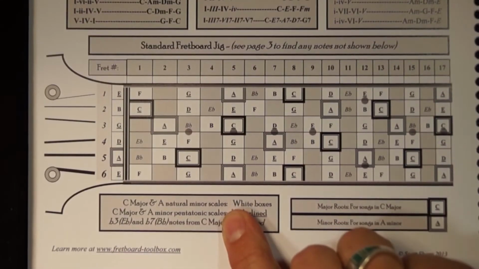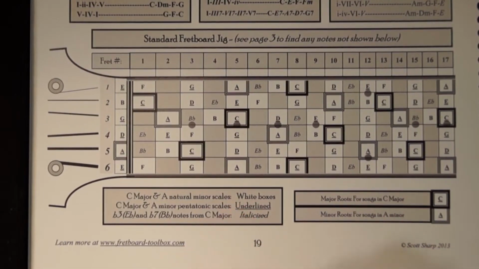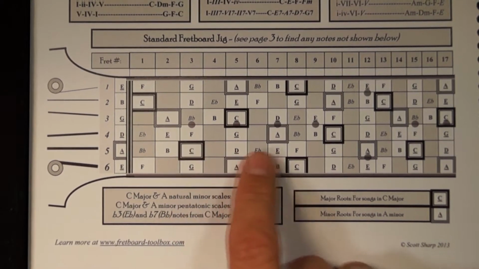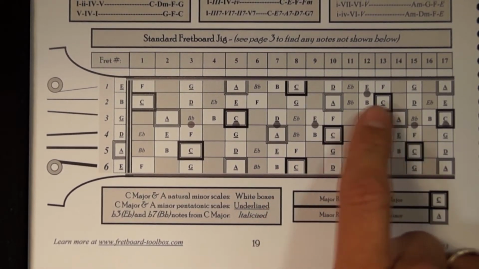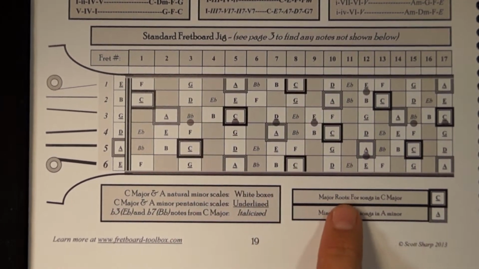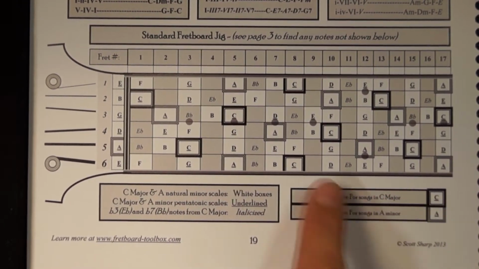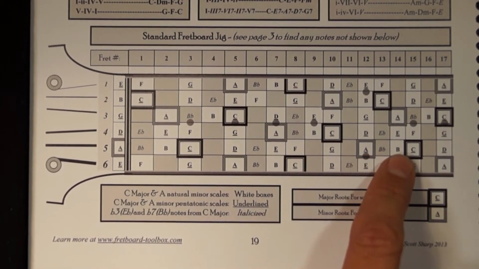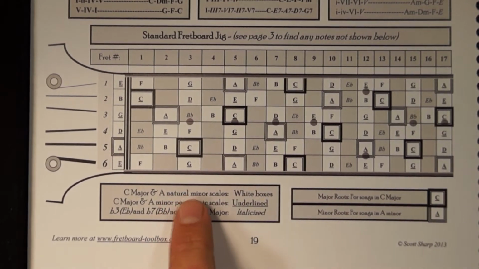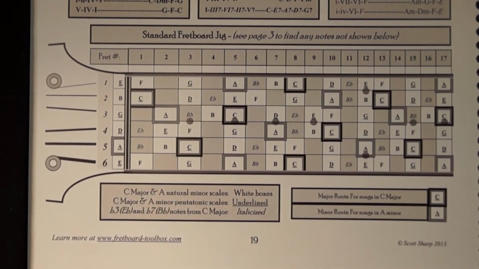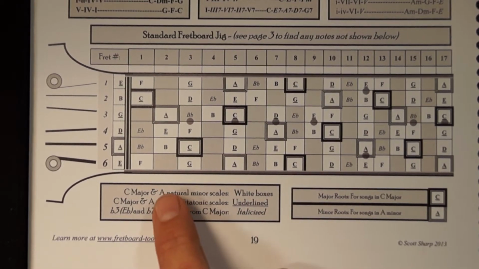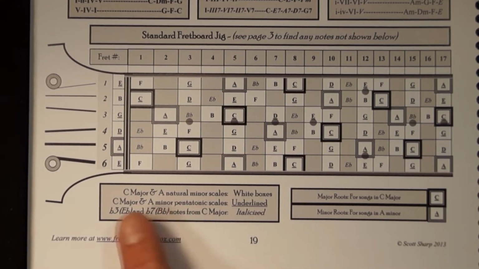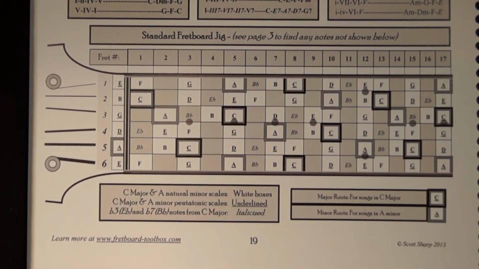So if I come down here to the standard fretboard jig, if I want to play a C major scale, I want to play notes in white boxes, and I can see all the C notes are in a special box because that's my C major scale root note. Then I can see the 1, 2, 3, 4, 5, 6, 7 white box notes, and all the notes in white boxes are your major scale, and also the same notes found in the A minor key, but we'll look at that one on a different day. And then you're also going to see some notes are underlined, and that's your major pentatonic notes. Like all my C major pentatonic notes are going to be underlined.